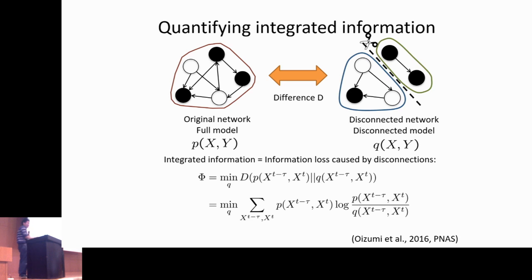And the difference, or information loss, caused by cutting these connections is phi, the definition of phi. How much information is lost by this disconnection? Or how much difference is there between P and Q? That's the way of quantifying integrated information. So if there is no connection at all, no causal relationship between the two subsystems, integrated information is zero. So integrated information quantifies this kind of causality, or causal influences, inside the system.